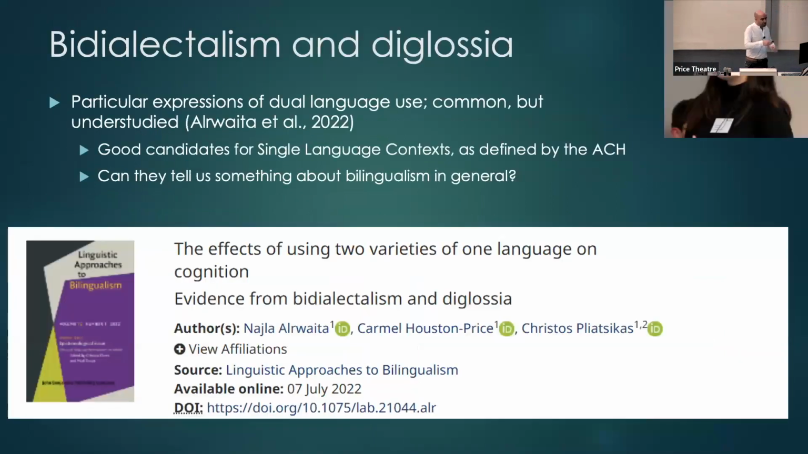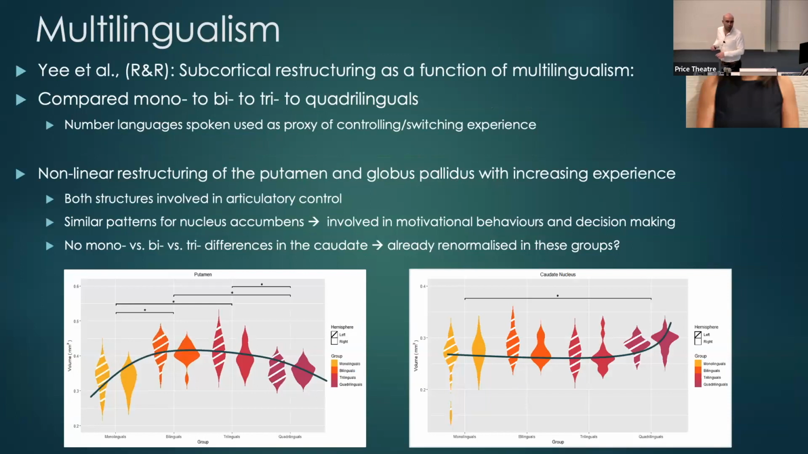And obviously, in this case, spoiler alert, we use number of languages as a proxy of increasing controlling, switching experiences, right? It's not a good measure, I agree, but you need to start with something. So we found those patterns.